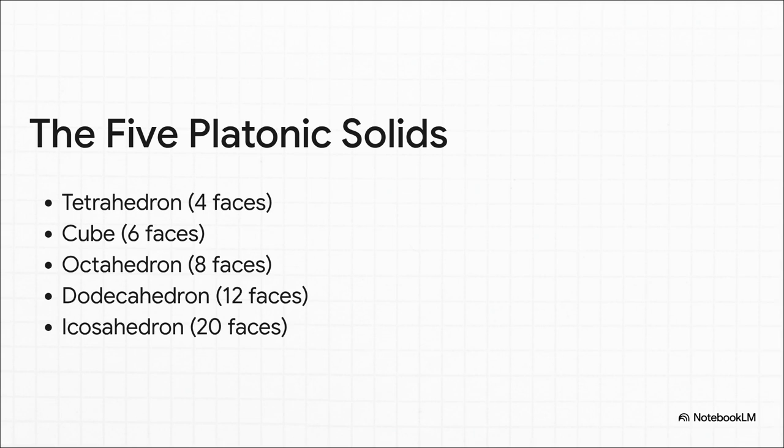So what makes them so special? It comes down to two simple rules. First, every single face on each one of these shapes is the exact same regular polygon. So all triangles for the tetrahedron, all squares for the cube, and so on. And second, the exact same number of faces meet up at every single corner. These 5 shapes are the true VIPs of geometry.